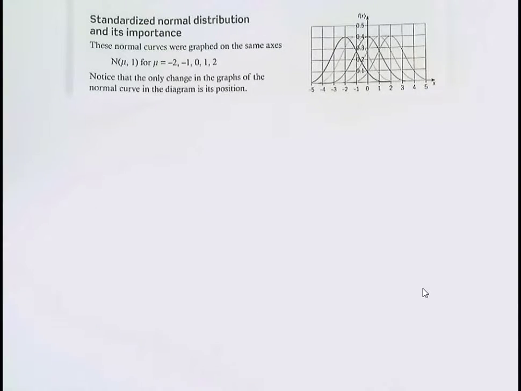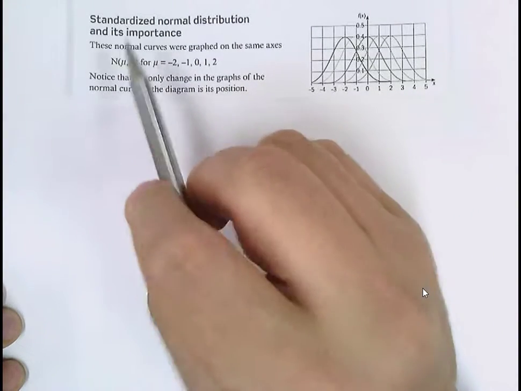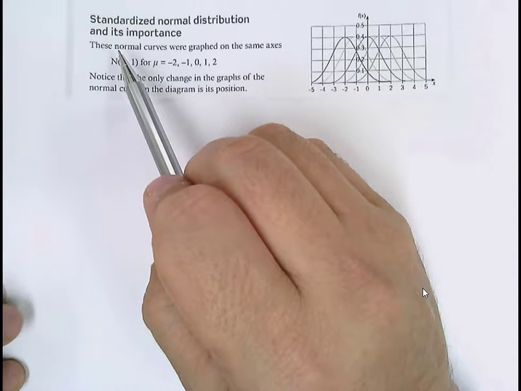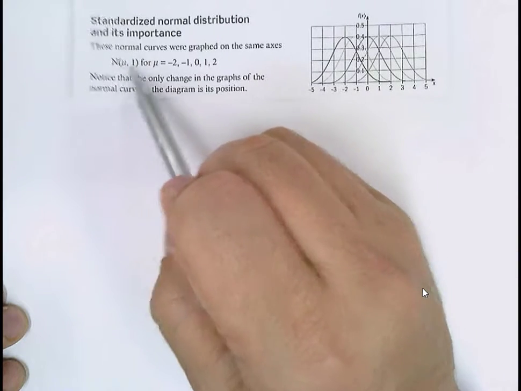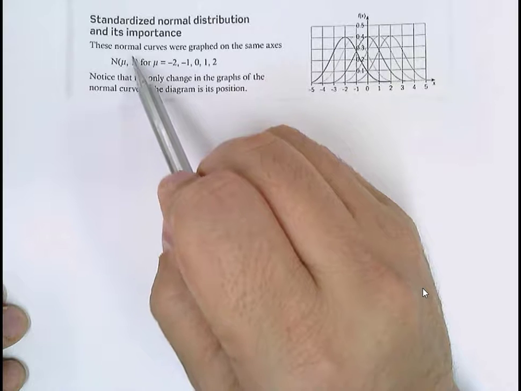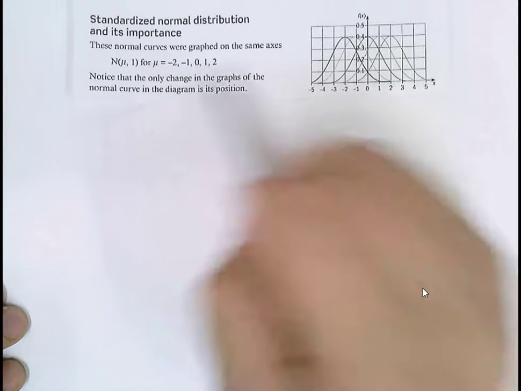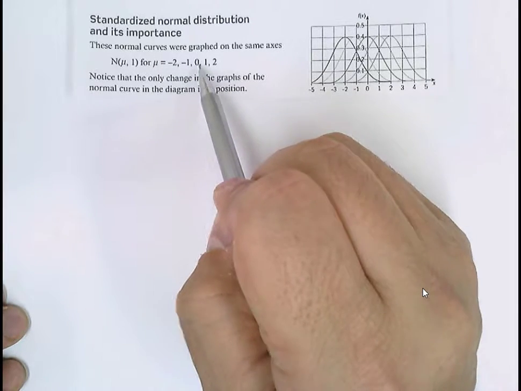Hello, we're going to talk about the standard normal distribution and its importance. Now, we've seen a few normal distributions in the past videos. These normal curves were graphed on the same axis, so you have a normal distribution with mean mu and a standard deviation of 1, and then they change with mu. On the right is the graph with mu equals -2, -1, 0, 1, and 2.